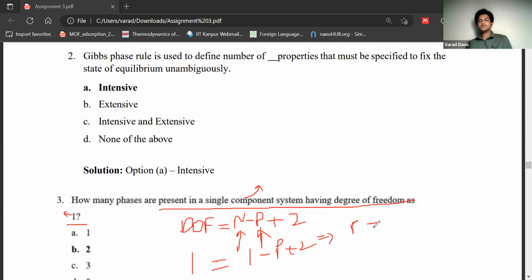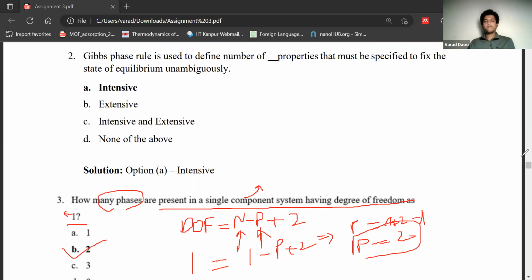Right? p is equal to 1 plus 2 minus 1. This cancels out. That means 2. That means the number of phases is 2. That is what they are asking. How many phases? The option is option 2B. Anybody has any question? I hope the question and explanation is clear to everyone.